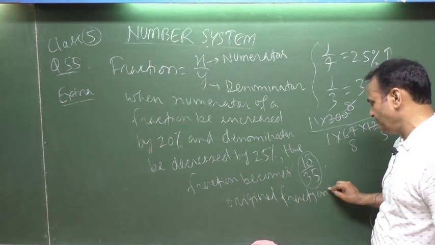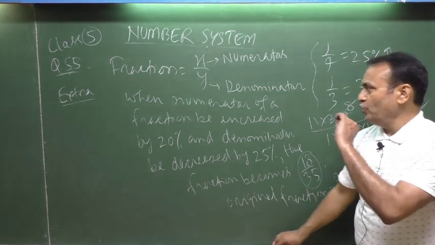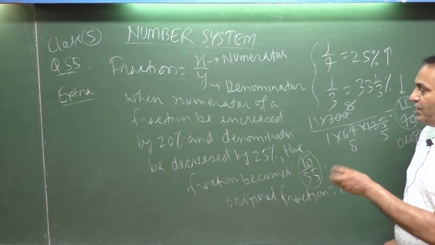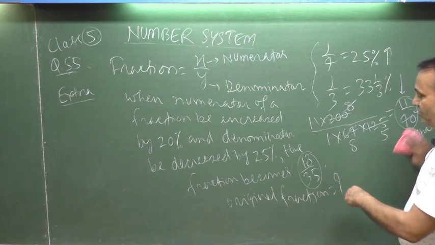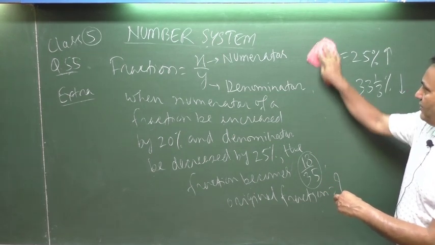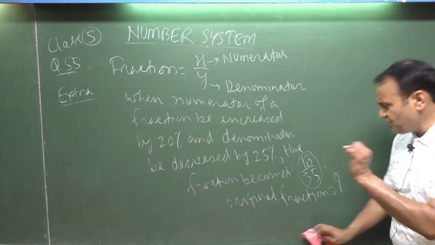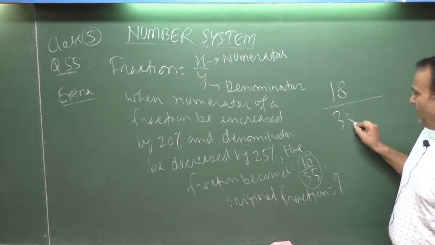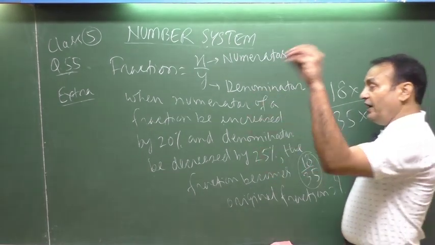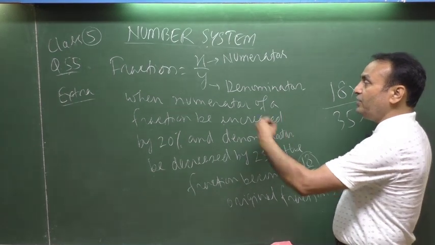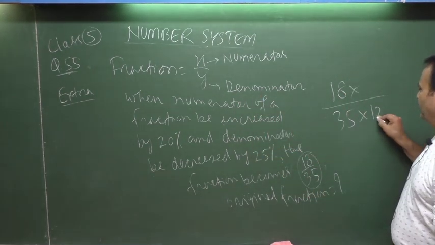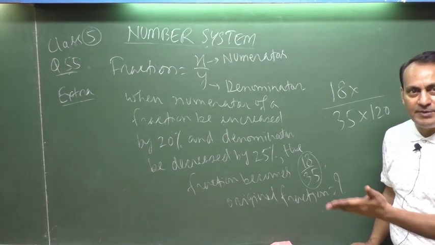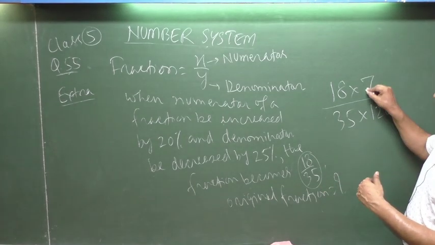Same question. See here. When numerator of a fraction be increased by 20% and denominator be decreased by 25%, the fraction becomes 18 by 35. Find out the original fraction. Very simply, you can have original fraction. Firstly, you have to write the result 18 by 35. See here. 20% increment in numerator, that means 120%, this will be written here. And 25% decrement, that means 75%, 100 minus 25 equals to 75, that will be written here.